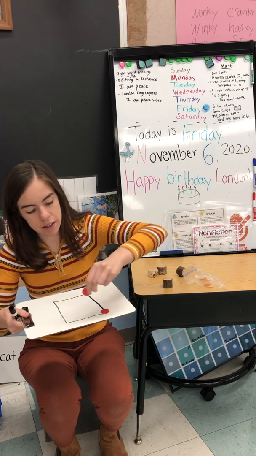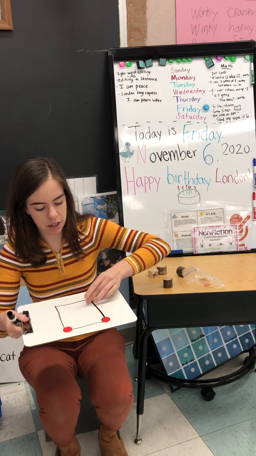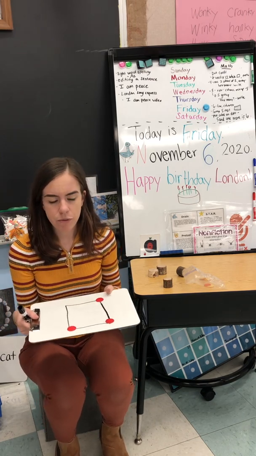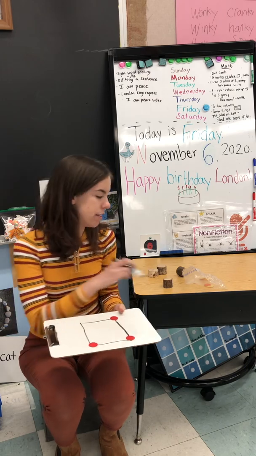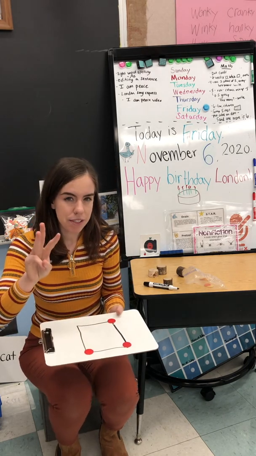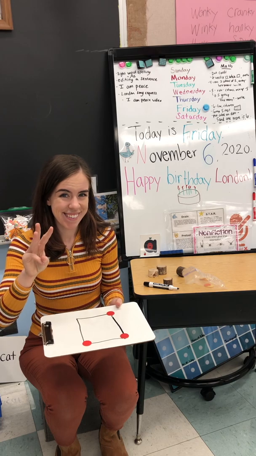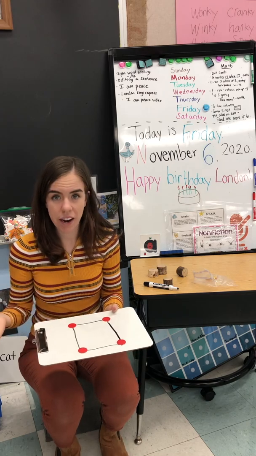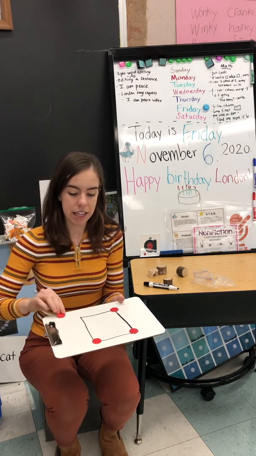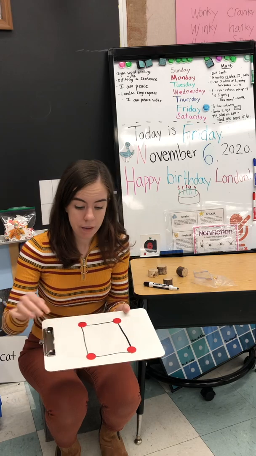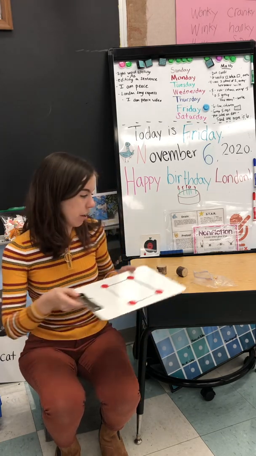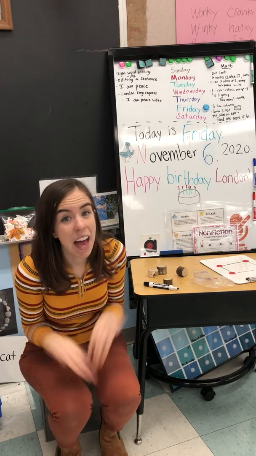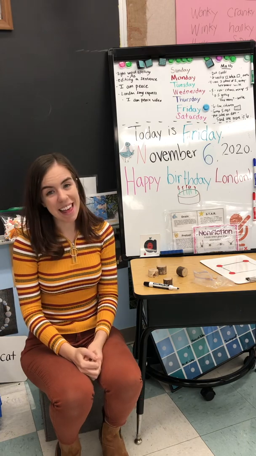So I'm going to put 1, 2, 3. Oh, I only have 3, and I wanted to put 4. So how could I make it 4? Let's see, if I have 3, how many more to make it 4? You got it. 3 and 1 more makes 4. Can you say that? 3 and 1 more makes 4. You can even do it on your fingers. You can say 3 and 1 more makes 4. You got it. Good for you.